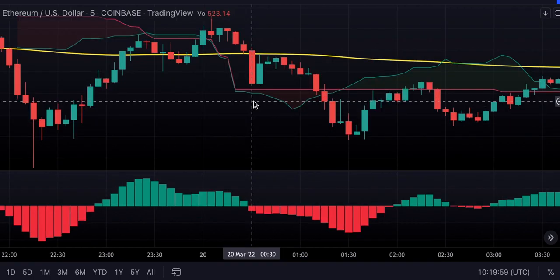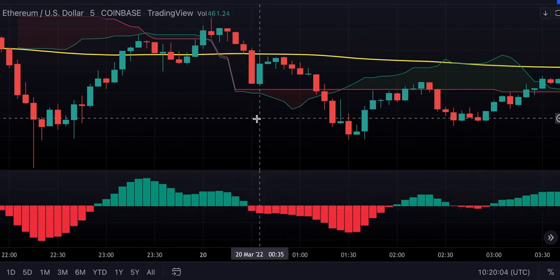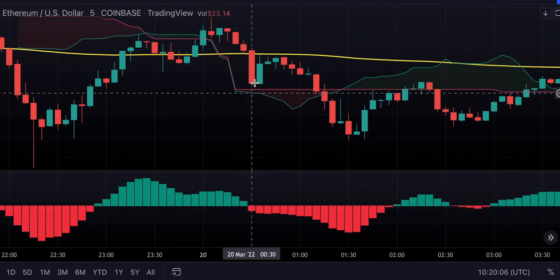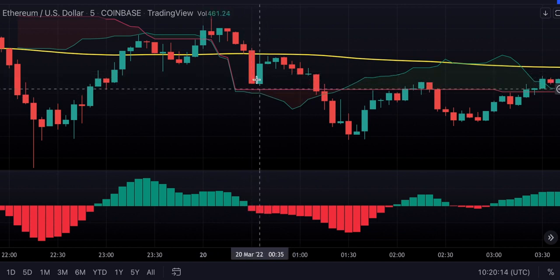Here is another example where we wouldn't have taken a trade. So we have a new signal. The price is sitting underneath the moving average, but above the Ichimoku cloud. Even though the cloud is red, we do not take this trade.